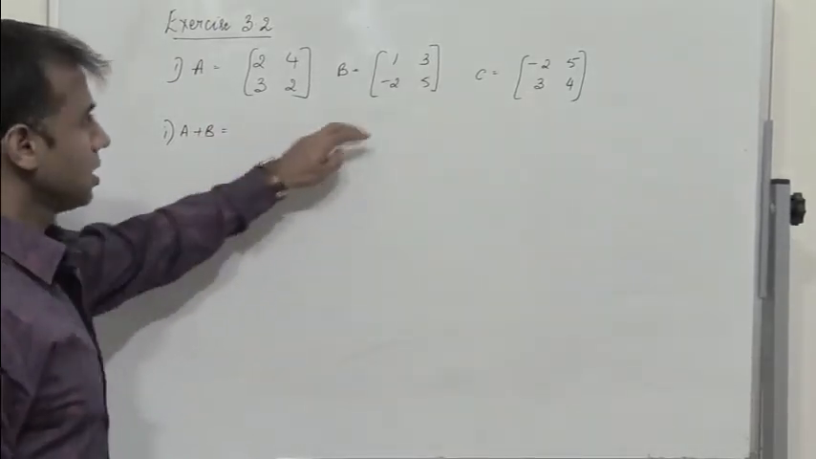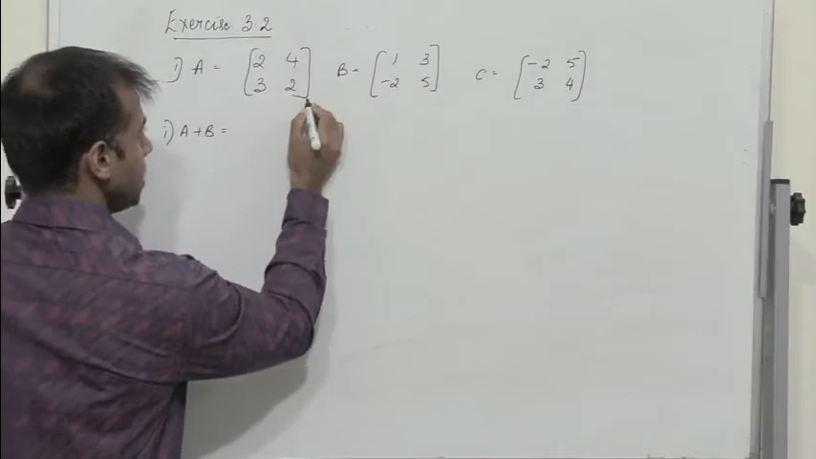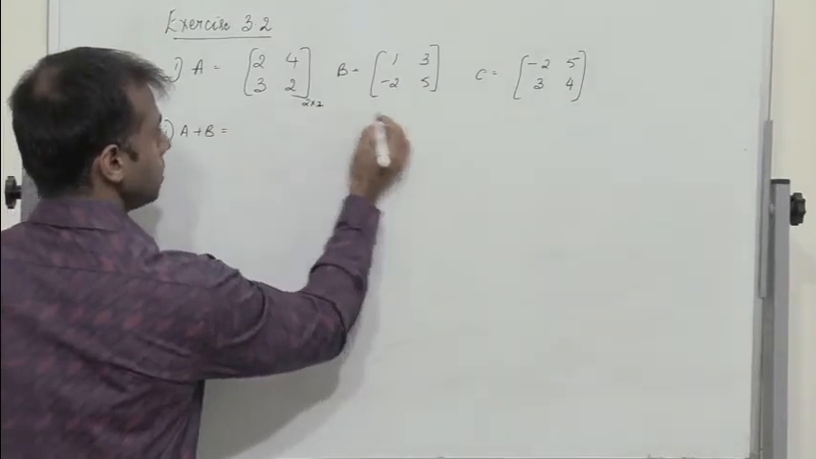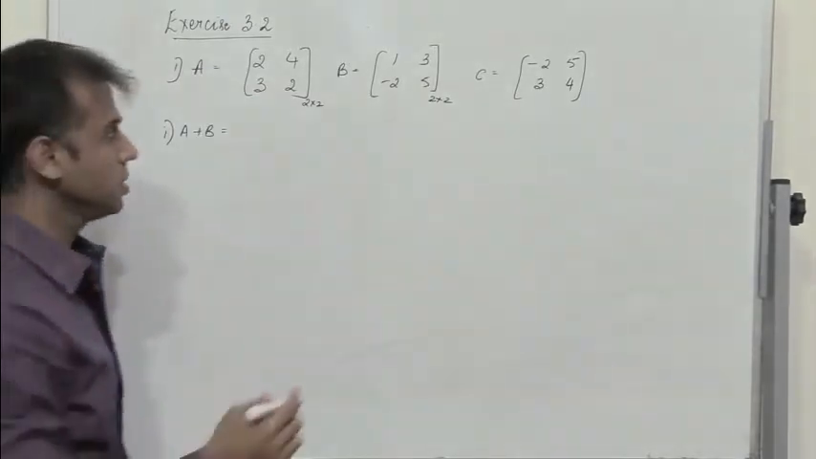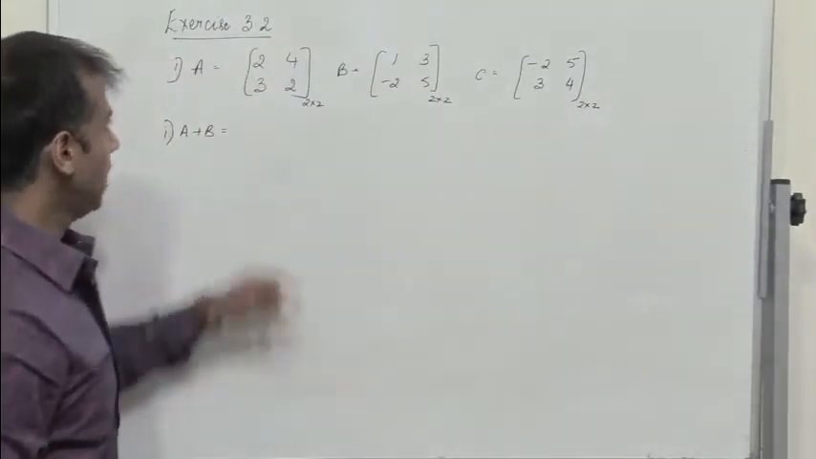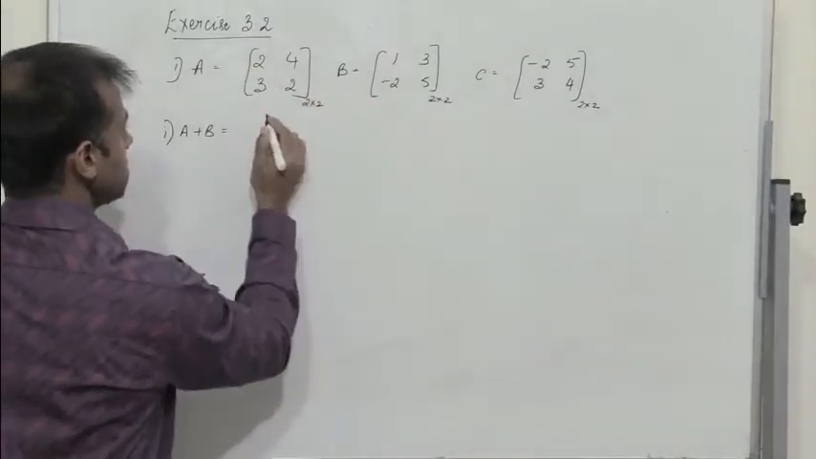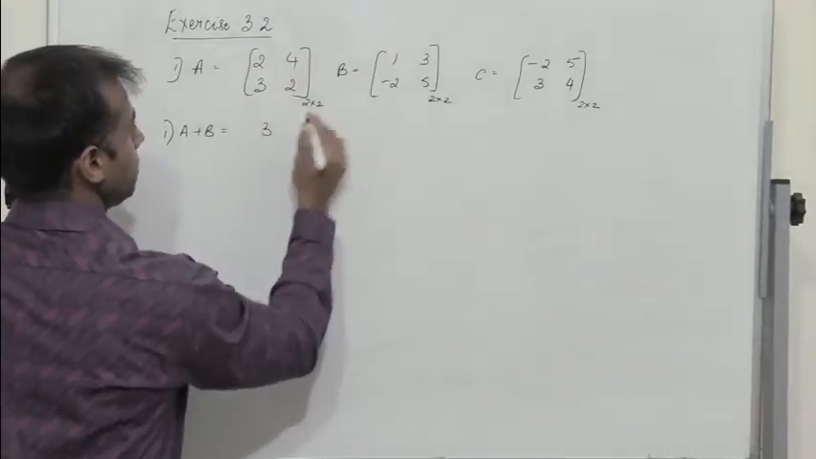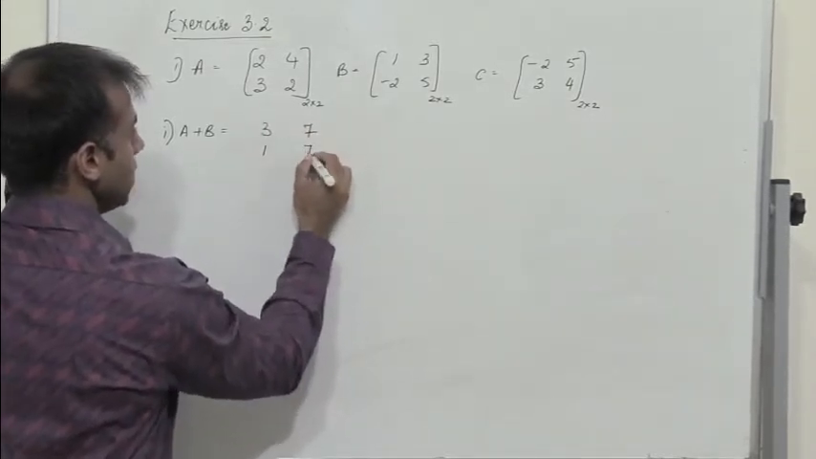Now, two matrices can be added if they are of the same order. So here, matrix A is of order 2 cross 2, B also is of order 2 cross 2. There are 2 rows and 2 columns. C also is of order 2 cross 2. So the individual elements can be added. Right? So A plus B is 2 plus 1 is 3, 4 plus 3 is 7, 3 minus 2 is 1, 2 plus 5 is 7.